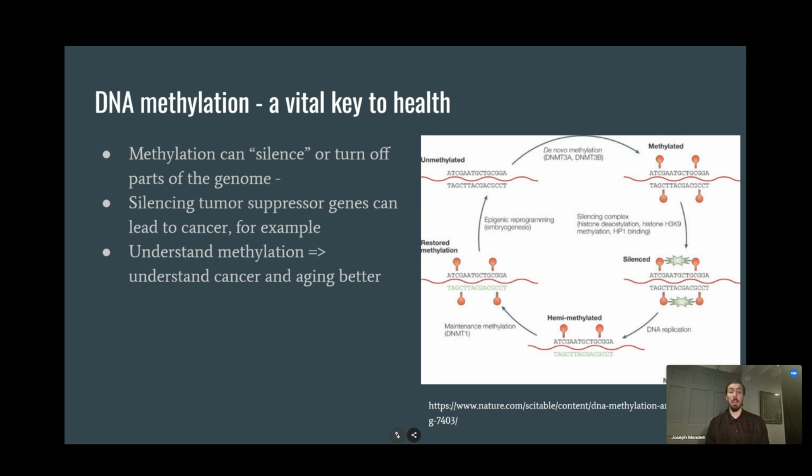Methylation is essentially a cellular process where small molecules called methyl groups attach to a strand of DNA and silence it. It's like a light switch that can turn off portions of DNA. If you turn off the genes that suppress tumors, for example, you might elevate the risk of cancer. And because of this, understanding methylation will help us understand cancer and aging a lot better.